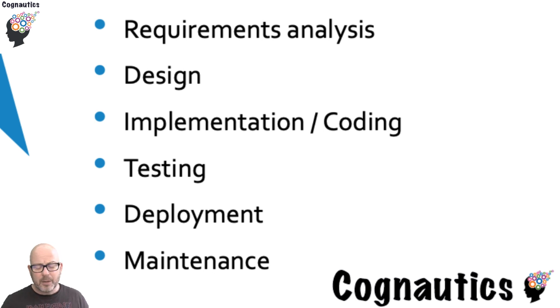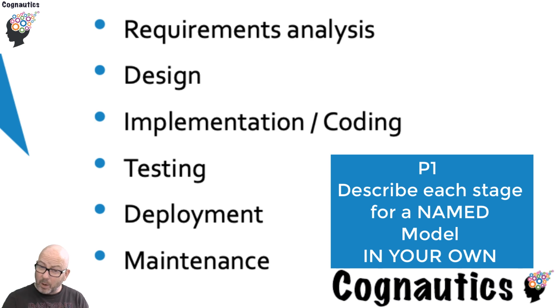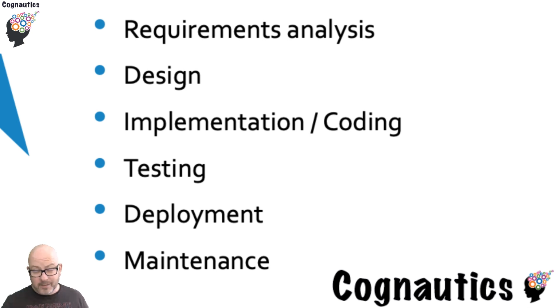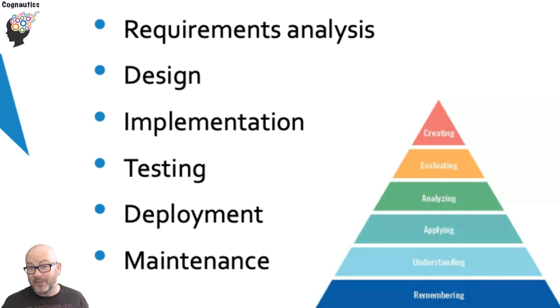So what we're going to do now is go through each of these different stages one by one to make sure that you understand what they actually are. And don't forget, for P1, you are going to need to choose one of these models, whether it's waterfall, iterative. You pick one and you say, I have selected the waterfall model and I'm now going to describe the different stages. And you'll need to do this in your own words. So for this, in terms of Bloom's taxonomy, you are showing that you have understanding of one model.